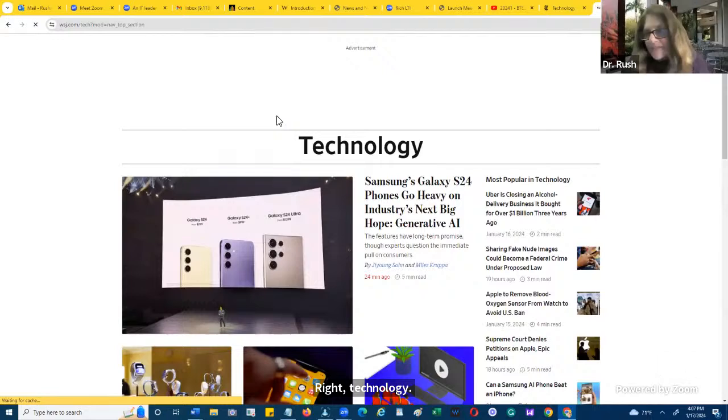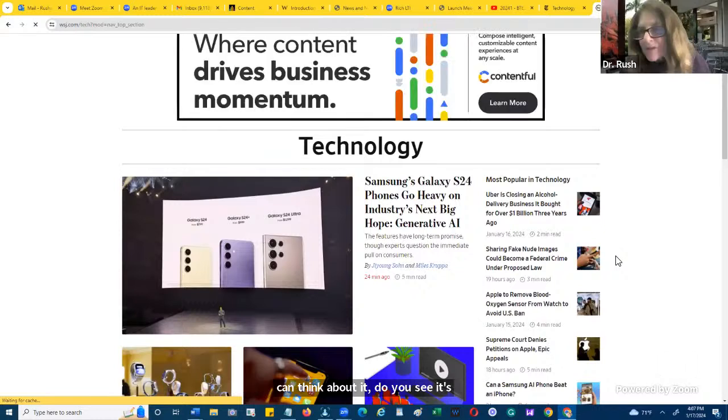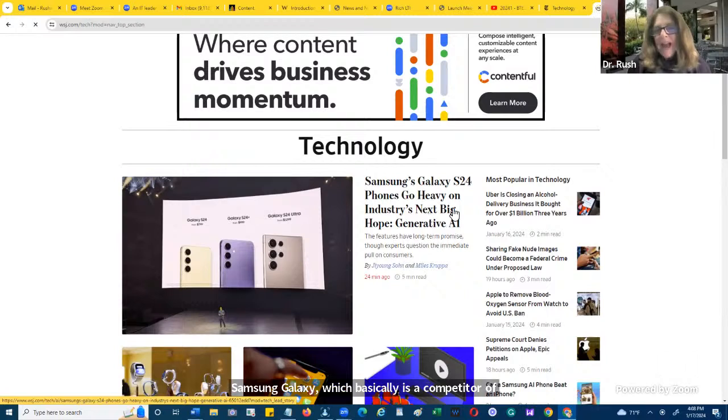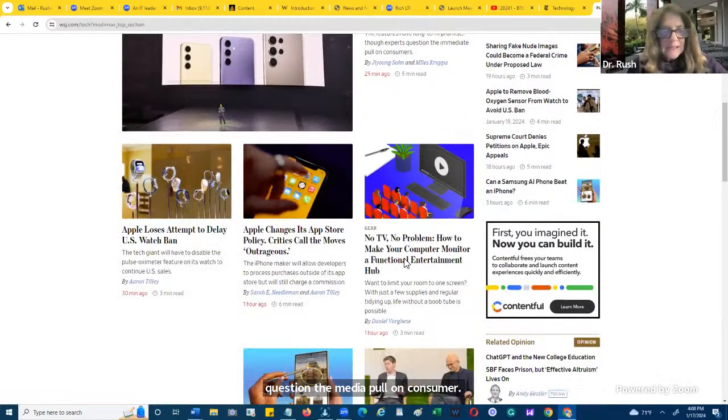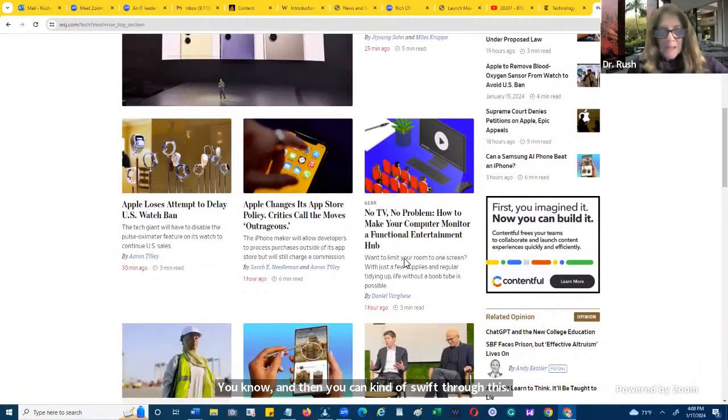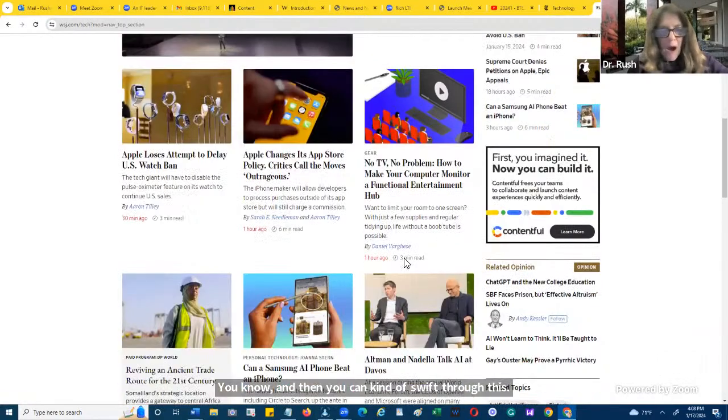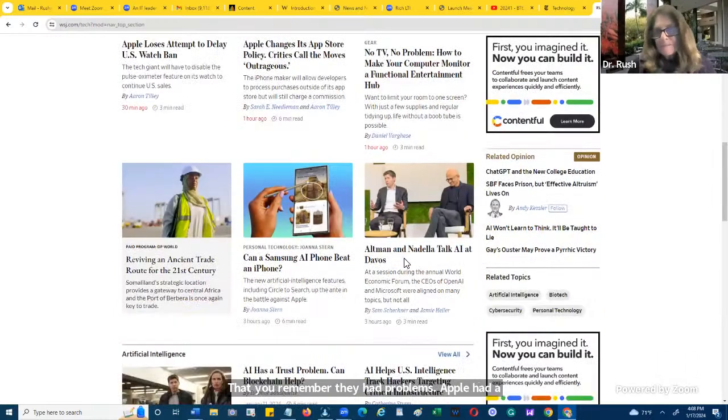In this case, do you see it? It's really interesting. Then if I look at it, Liat, look at this. Samsung Galaxy, which basically is a competitor of iPhone, right, goes heavy industry, next big hope, generative AI. The features have long-term promise though experts question the immediate pull on consumers. And then you can kind of swipe through this. You remember Apple had a problem with their watch, but look at this.